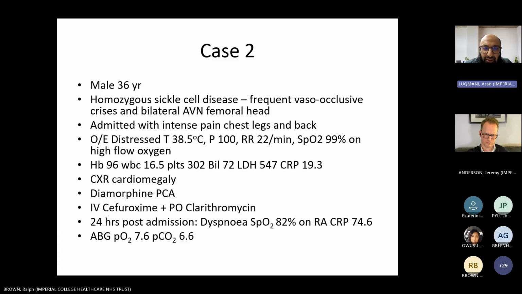24 hours into the admission, he then desaturates and develops hypoxia with saturations of 82% on air, and CRP increases to 74.6, and the ABG shows a PO2 of 7.6, PCO2 of 6.6. So anyone want to comment on what they think is going on here?